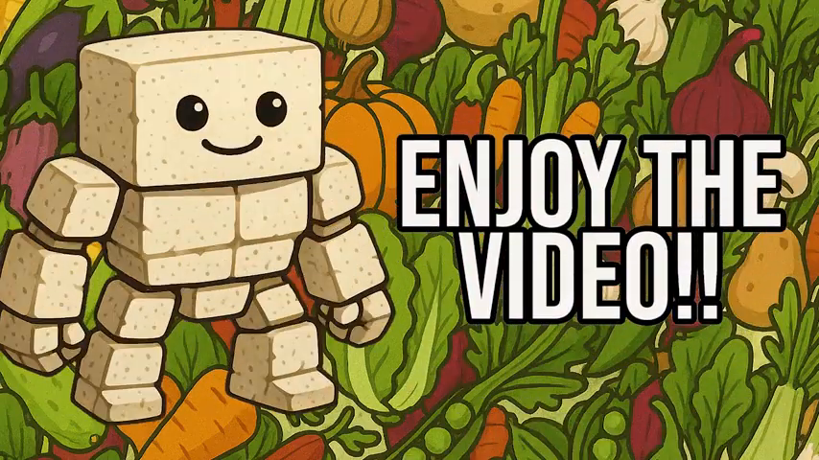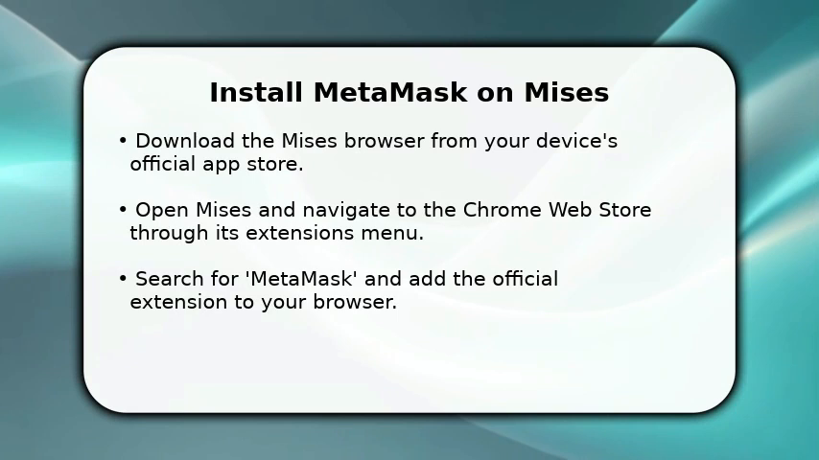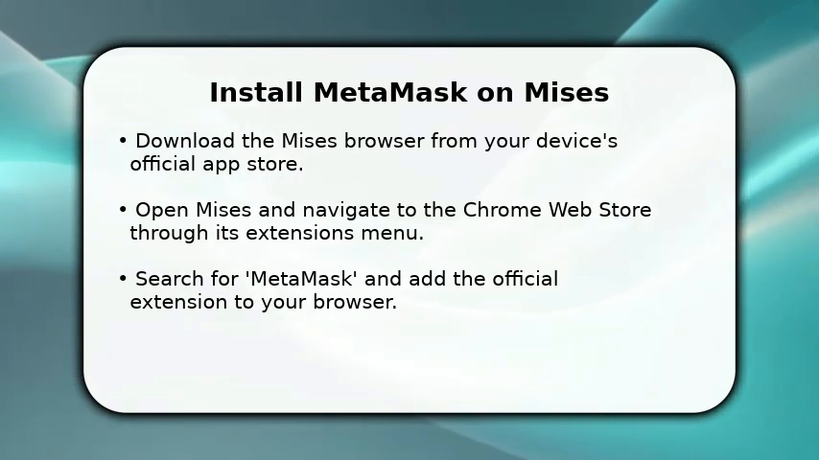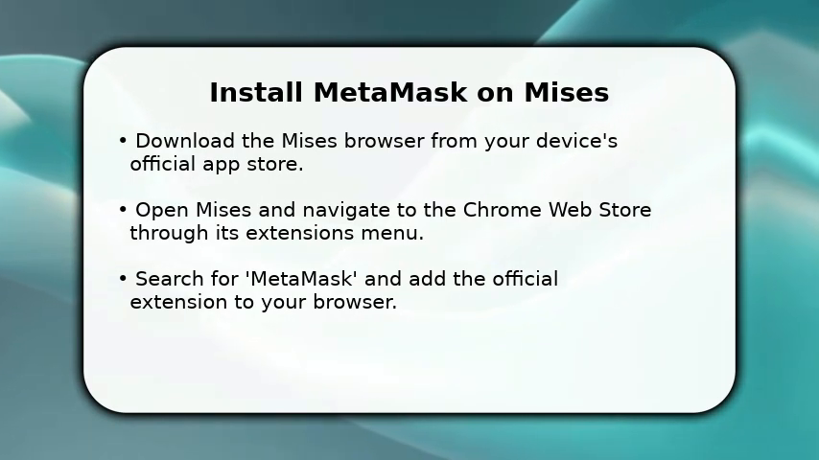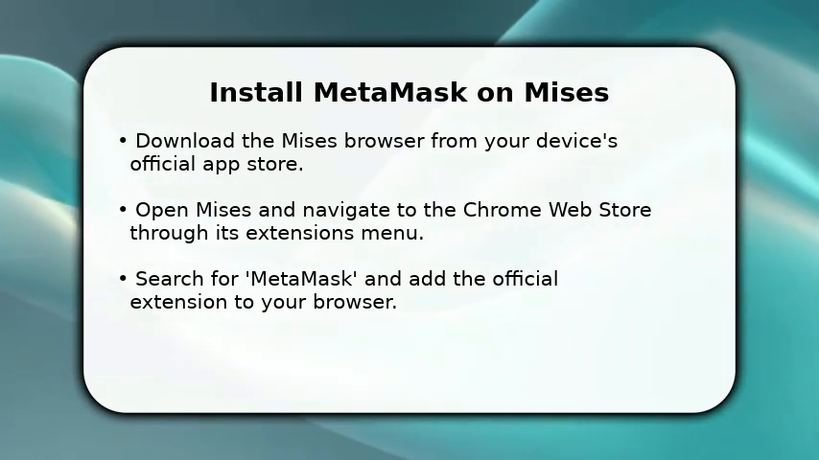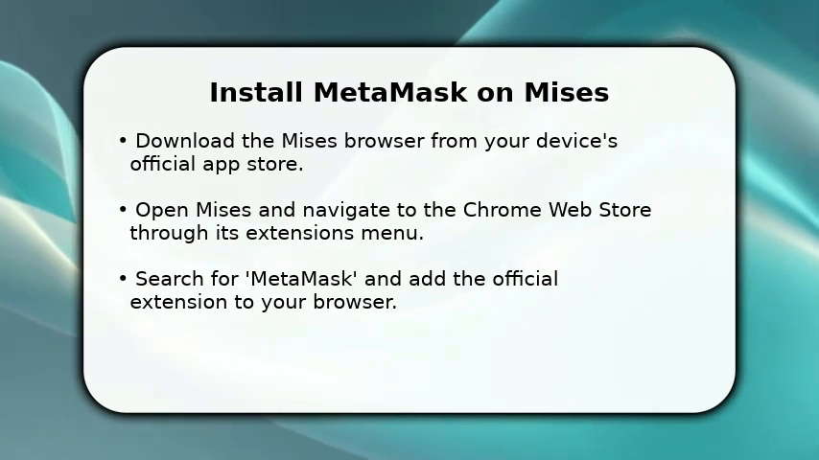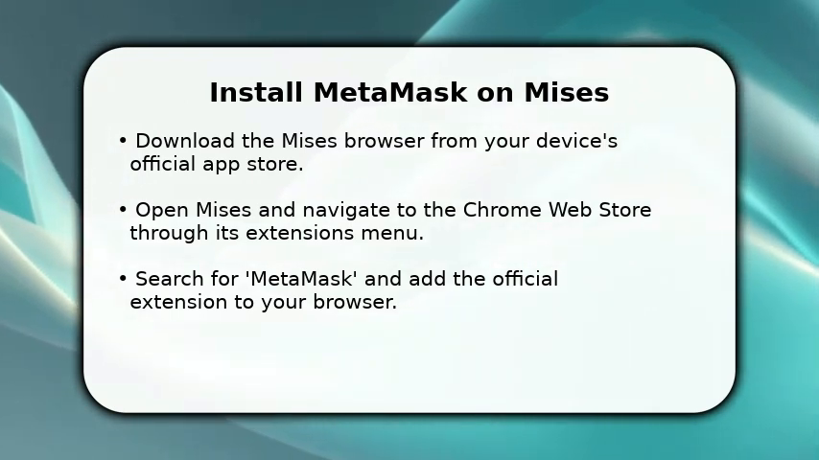In this video, I will explain how to use MetaMask on Macy's browser. First, you will need to download the Macy's browser from your phone's app store. Once installed, open Macy's and find the extension's icon, usually near the search bar.